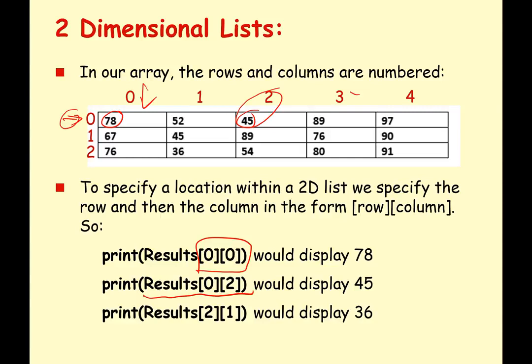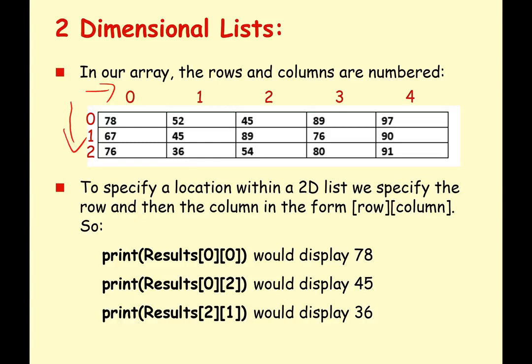Print results 2 1, well, go to row 2, go to column 1, and that's going to display 36. So again, try this out. Create the list, try accessing different positions in the list. Make sure you can work out what's going to happen before you print it. It's very important. We've got to understand. We've got to give the row, then we give the column position.